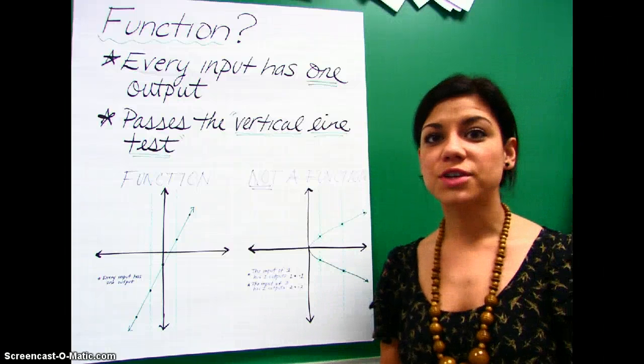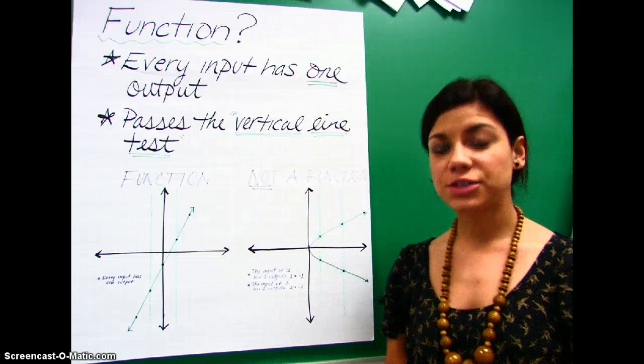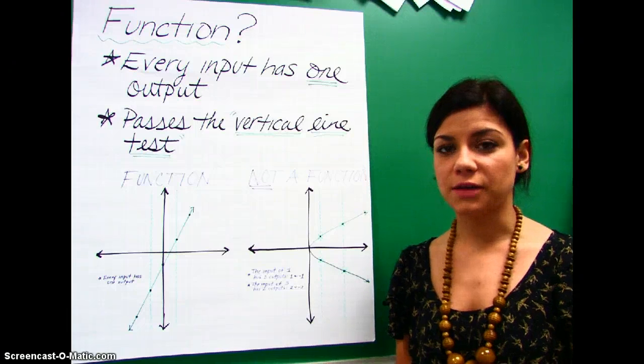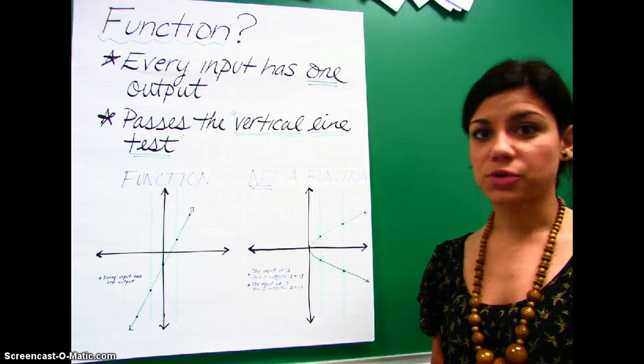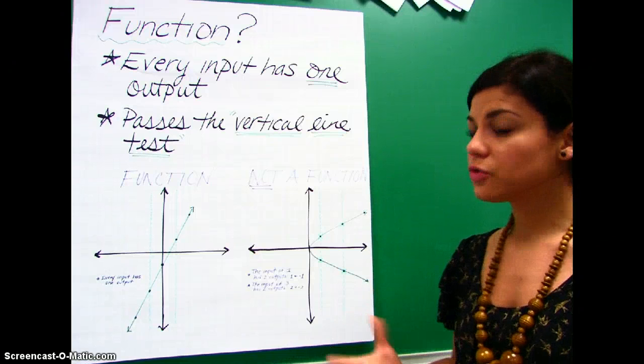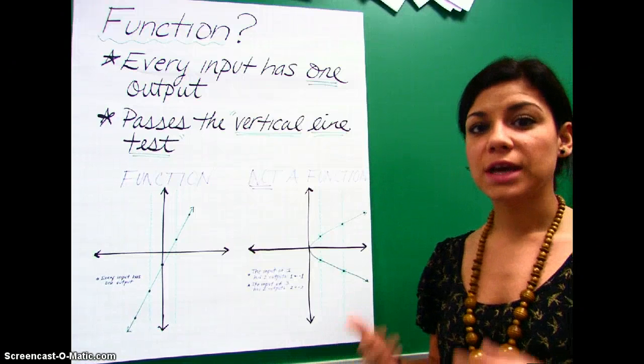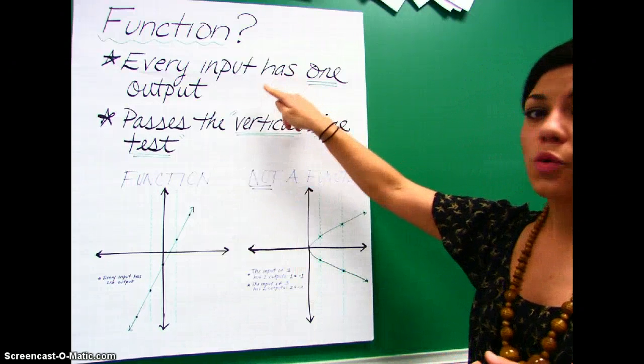Alright, so this is just a quick note on how to determine whether or not something is in fact a function. So last chapter, actually rather chapter 1, we talked about how a function or a relation is a function if every input has one output.